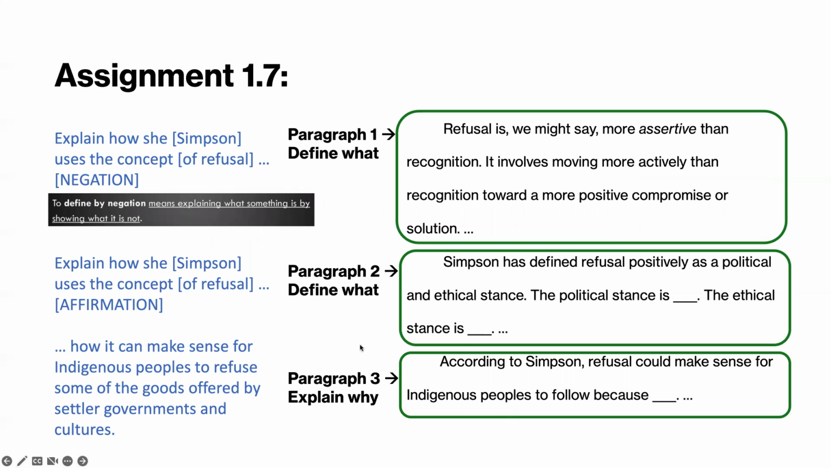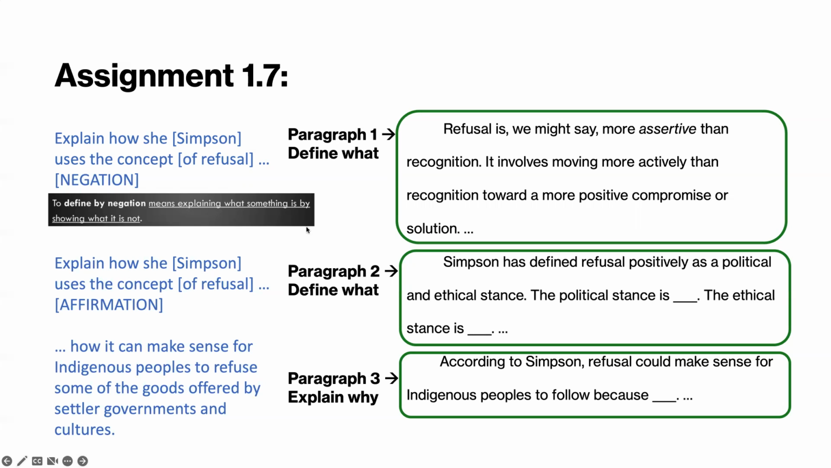You've cut out the example. And so how does Simpson use the concept of refusal? Through negation. To define by negation means explaining what something is by showing what it is not. So in the first paragraph, you could show how Simpson does this. Refusal is, we might say, more assertive than recognition. It involves moving more actively than recognition toward a more positive compromise or solution.